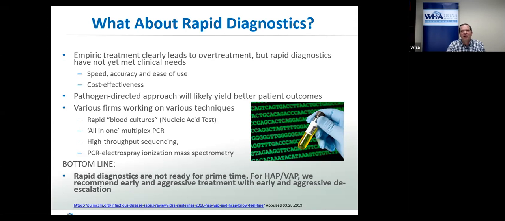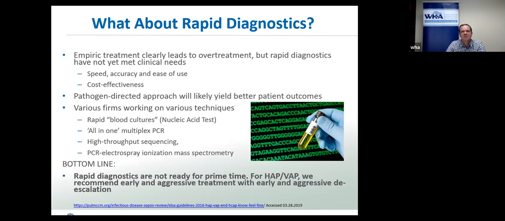Now, if we get there, we will be able to treat these infections in a lot more sophisticated manner. But until we get there, we are left with empiric therapy. And when you do empiric therapy, by nature, you're going to be overly treating some proportion of patients. And so I'm very hopeful that in the next 2 years, we'll actually be having a very similar webinar on rapid diagnostics. So we have nucleic acid testing out there. This is basically like rapid blood cultures that would be able to tell you what the organism is, but not necessarily its susceptibilities in a rapid fashion. There's this all-in-one multiplex PCR.